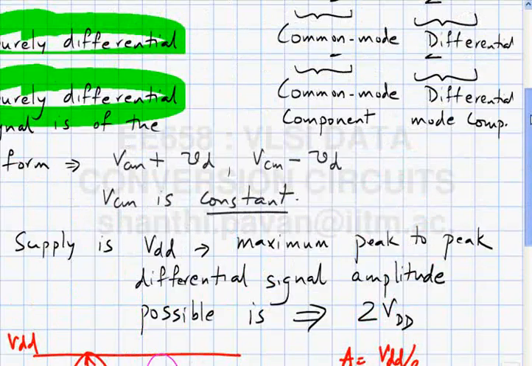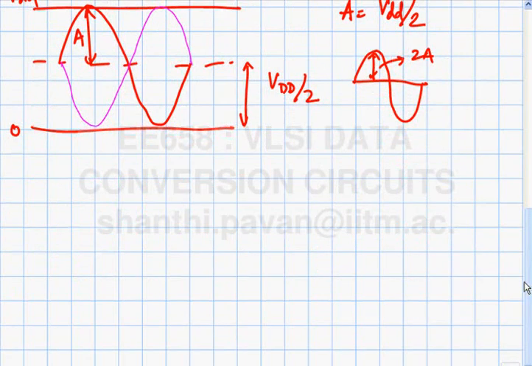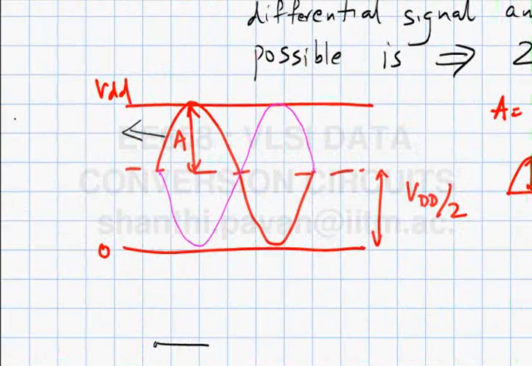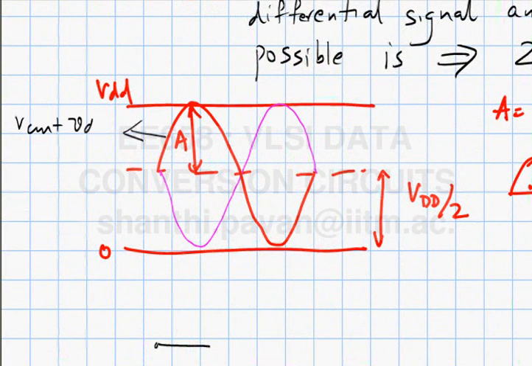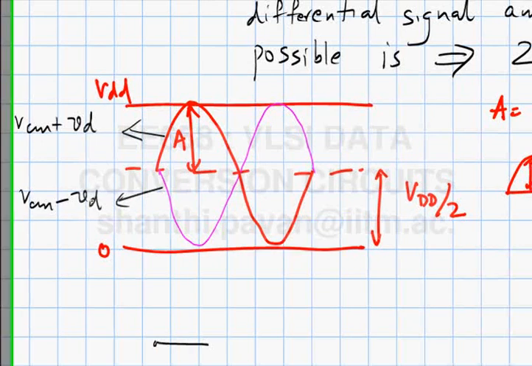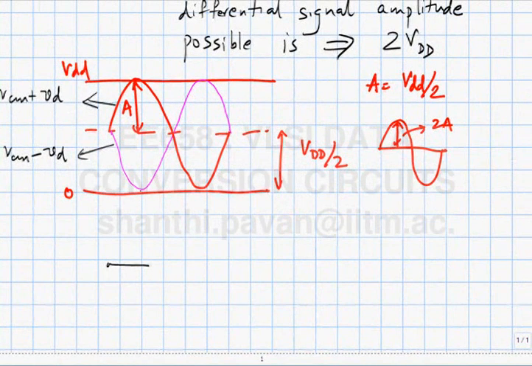So that finishes the notion of what we call a fully differential signal. And what are we doing to signals? We are amplifying them, and we are putting them on capacitors and charging up capacitors, and then we are going into op amps and all this other stuff. This is VCM plus VD. This is VCM minus VD. So the difference between the two waveforms is 2 VD, which has an amplitude of 2A. Is that clear? So peak to peak it must be 4A.